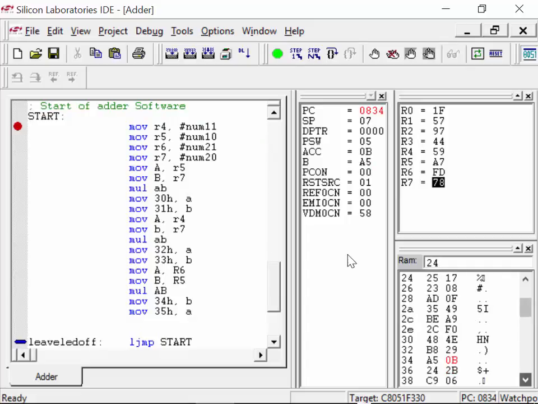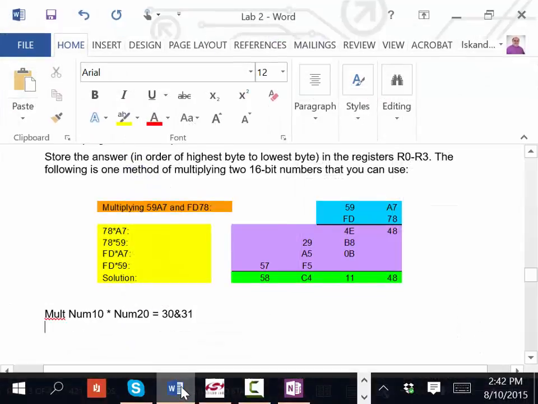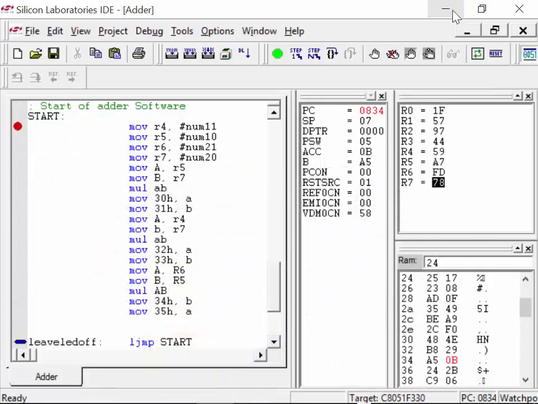And we have 0BA5. Is that what we're supposed to have? Looks like I got the 0BA5. That's the right numbers. Do I got them in the right places? No, I don't have them in the right places. It looks a little weird here. I need to fix that. See, that's why you go through this step by step.